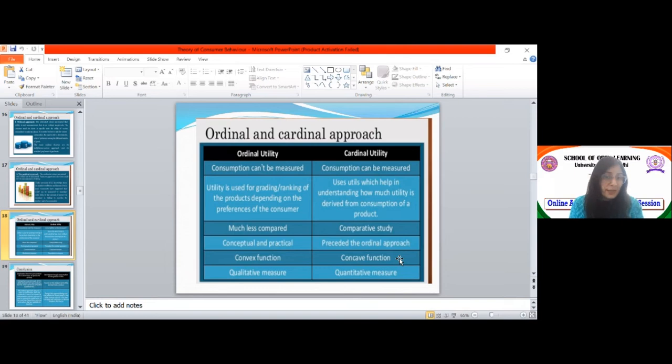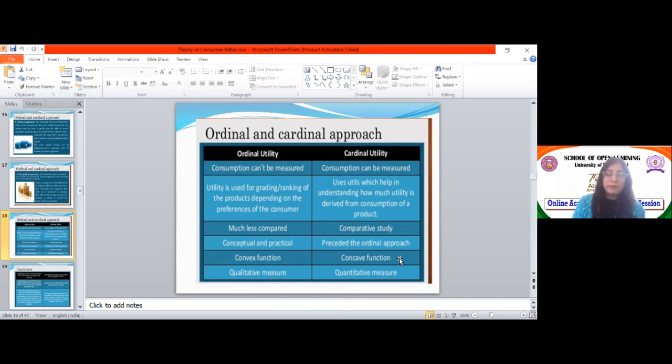Now the ordinal utility is much less comparative. Cardinal means comparative study, because we can compare using utils. We give it a number, so we know which belongs to higher and which belongs to lower. And the ordinal approach is conceptual and practical. Practical why? Because in real sense we cannot calculate our satisfaction.